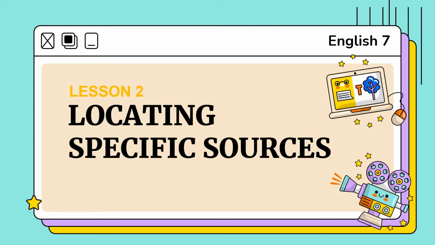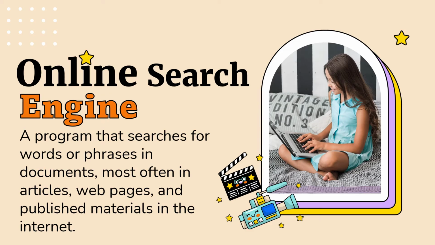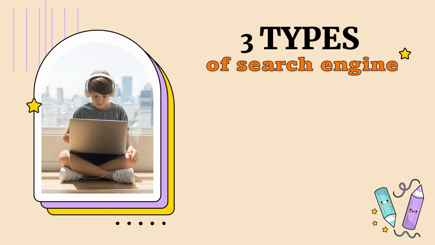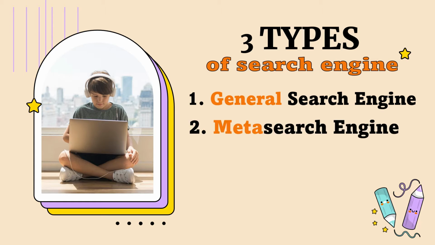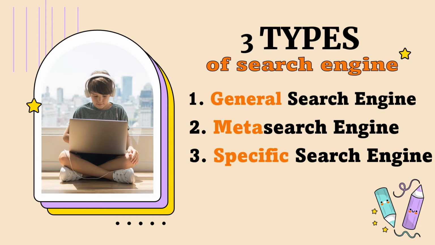But what is a search engine? An online search engine is a program that searches for words or phrases in documents, most often in articles, web pages, and published materials on the internet. All right? It gives you access to millions of domain names that store a vast amount of information through online search engines. And there are three types of search engine. First is the general search engine, the meta search engine, and the specific search engine.